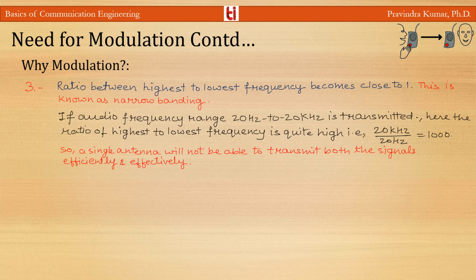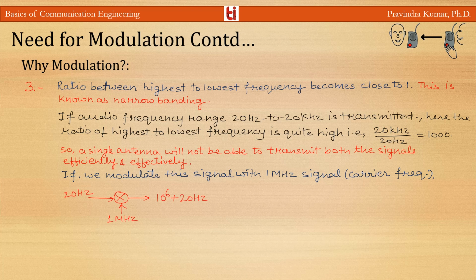efficiently and effectively. Now suppose you modulate using a 1 megahertz carrier signal. After modulating the lowest frequency signal, 20 hertz, using the 1 megahertz carrier, you will get a modulated signal frequency of 10 to the power 6 plus 20 hertz. And for the highest frequency signal, 20 kilohertz, modulated with the 1 megahertz carrier, it will be 10 to the power 6 plus 20 into 10 to the power 3 hertz.